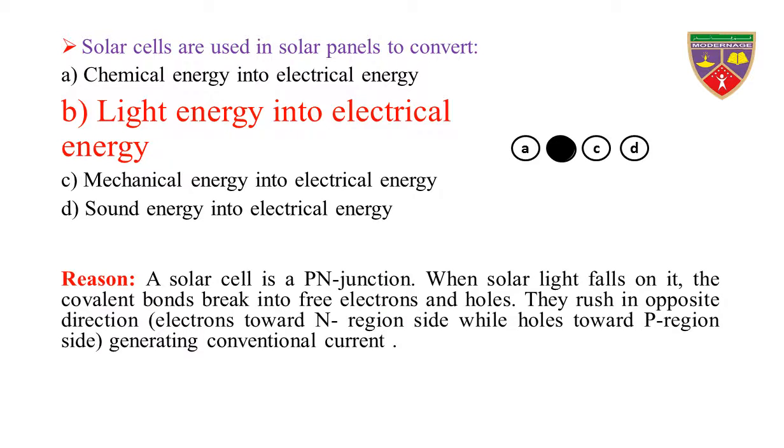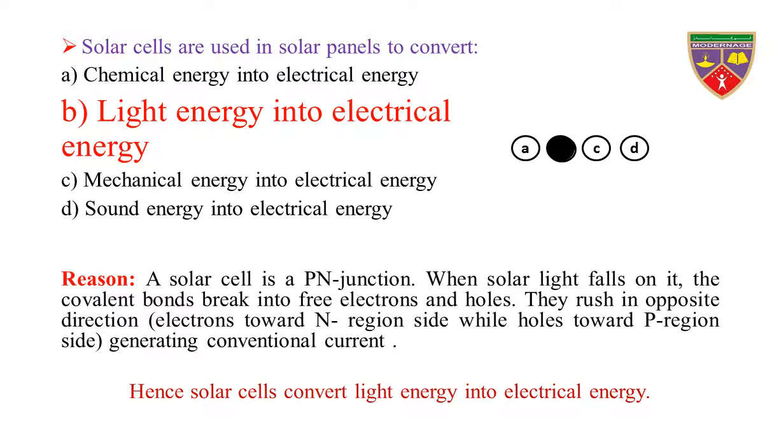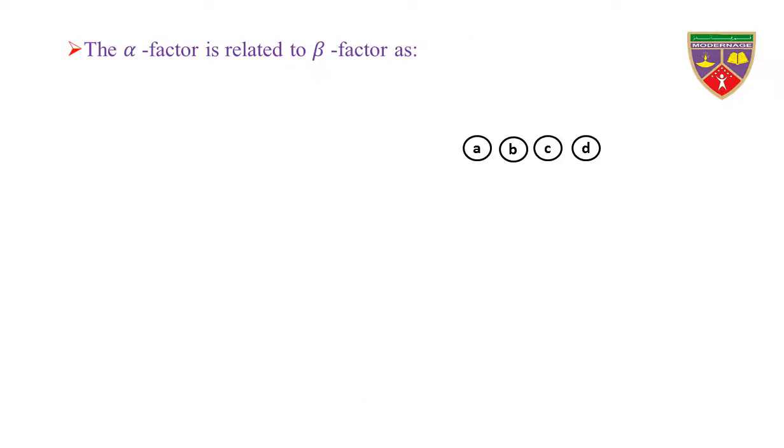Reason. A solar cell is a p-n junction. When solar light falls on it, the covalent bonds break into free electrons and holes. They rush in opposite direction, electrons towards N region side while holes toward P region side, generating conventional current. Hence, solar cells convert light energy into electrical energy.